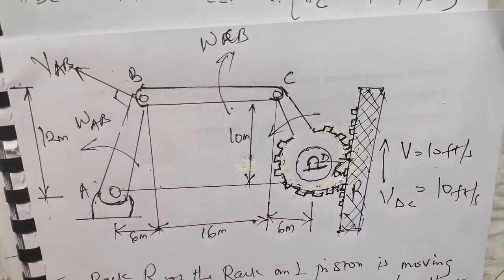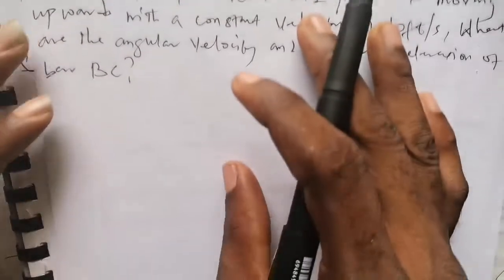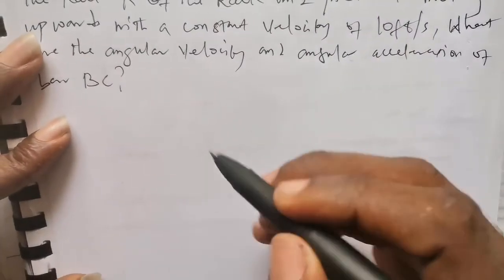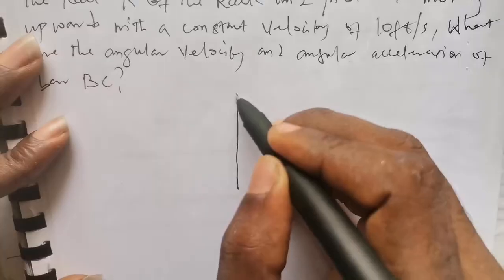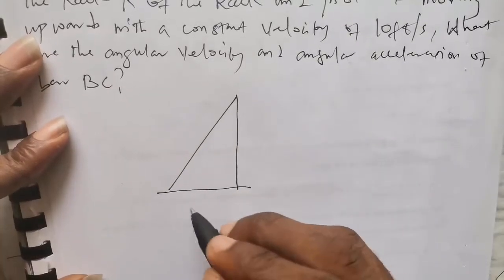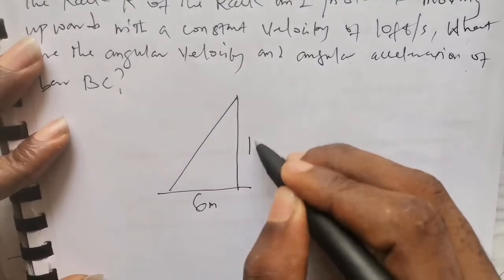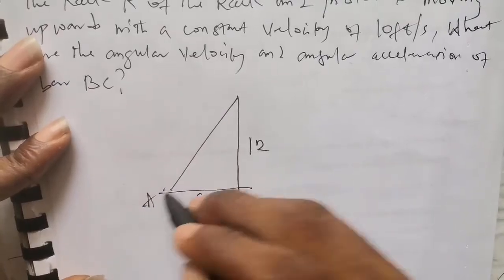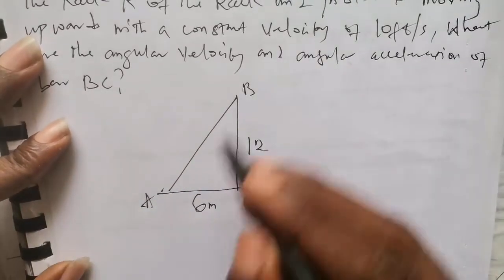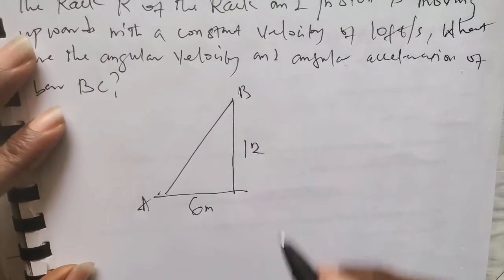So we can simply employ the right angle triangle rule to solve that. Let's do it quickly here and see. So you have this, and you have this. This distance was given as 6 meters. The height was given as 12 meters, and we need the radius AB. So we simply employ Pythagoras theorem.